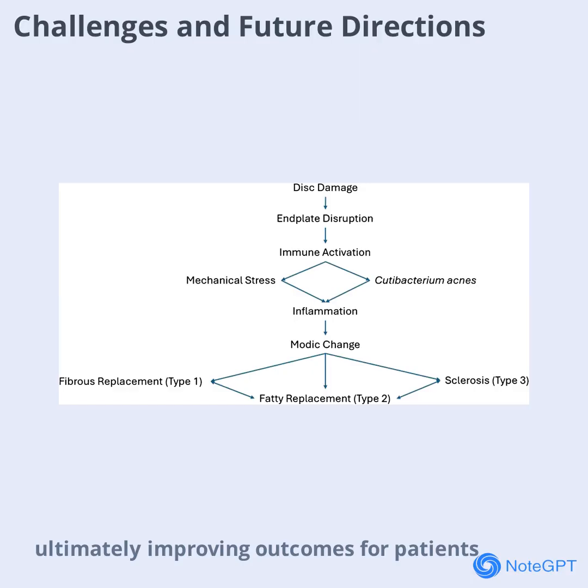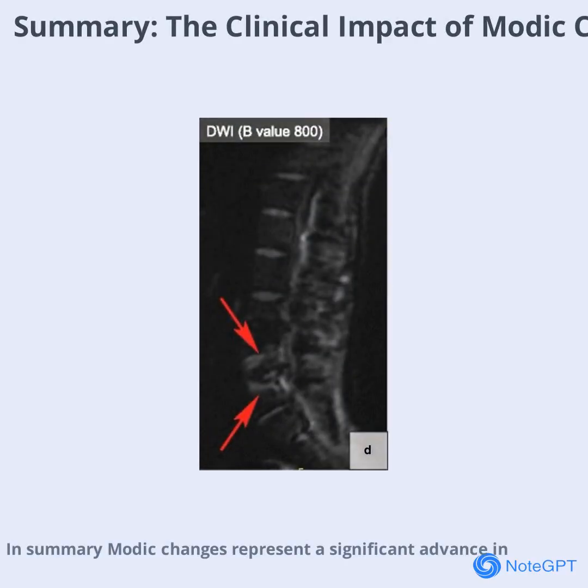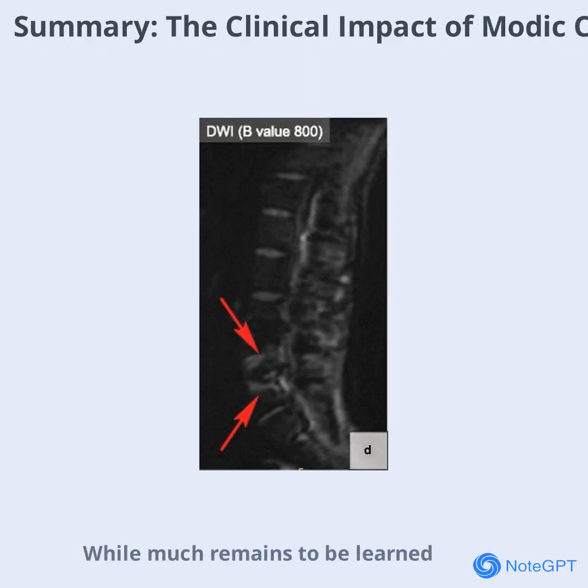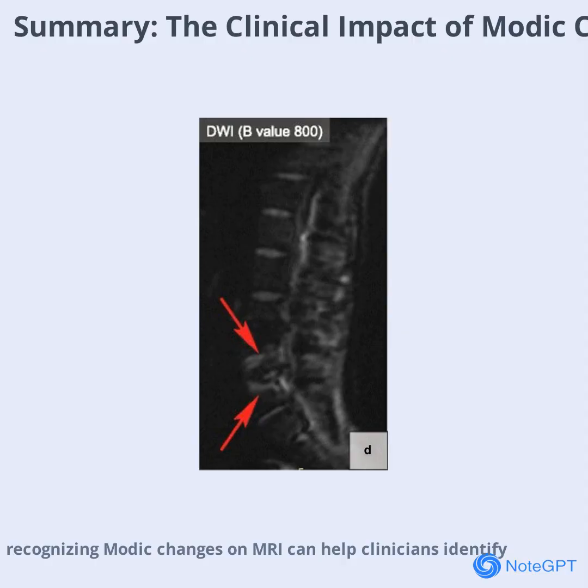Summary: Modic changes represent a significant advance in our understanding of chronic low back pain. They offer a window into the structural and inflammatory processes occurring in the spine and provide a potential target for diagnosis and treatment. While much remains to be learned, recognizing Modic changes on MRI can help clinicians identify vertebrogenic pain and guide patients toward more effective therapies. As research continues, the hope is that improved diagnostic tools and targeted treatments will lead to better outcomes for those suffering from chronic back pain. The story of Modic changes is still unfolding, promising new insights and hope for patients worldwide.